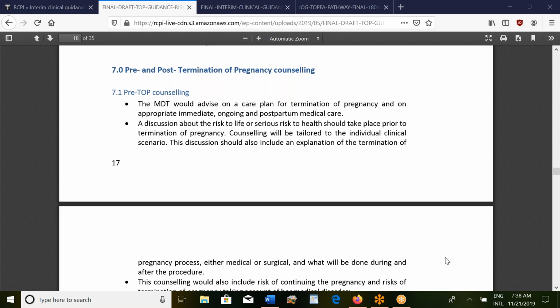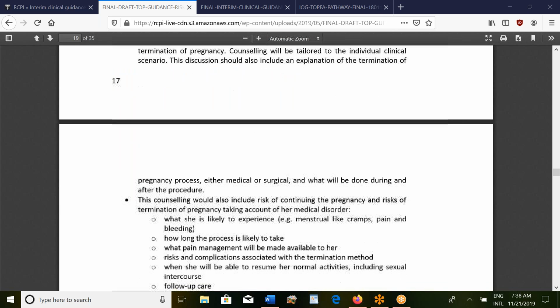So you will have to explain the process of termination of pregnancy, either medical or surgical, because we cannot offer expectant management. Just remember that it is different from the management of miscarriage. Here we cannot offer expectant management, so it is either medical or surgical.